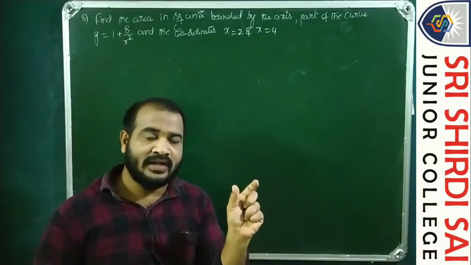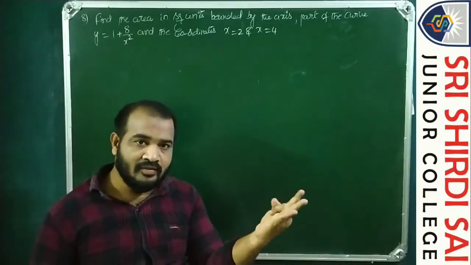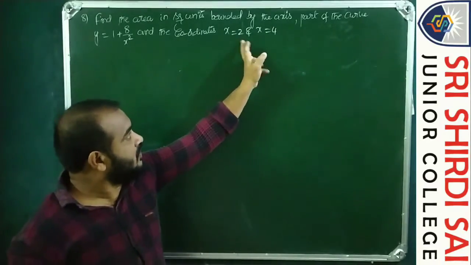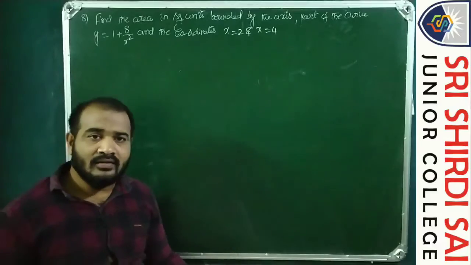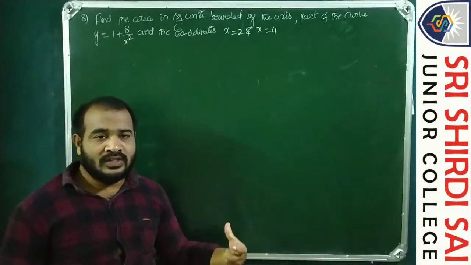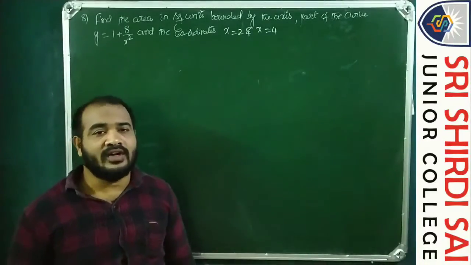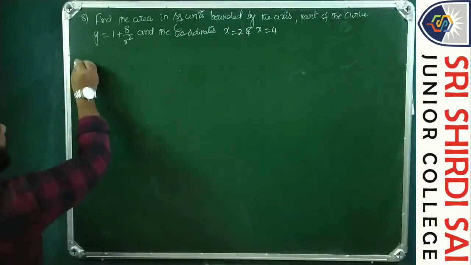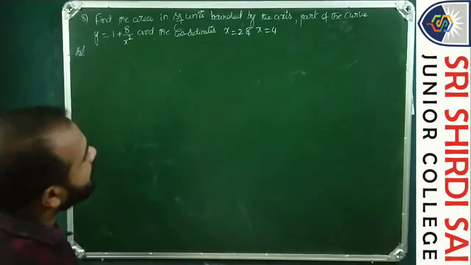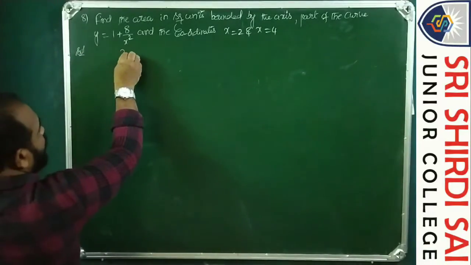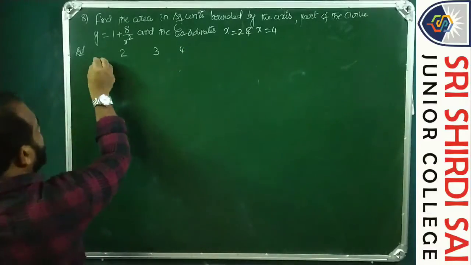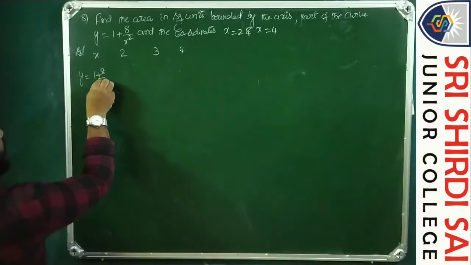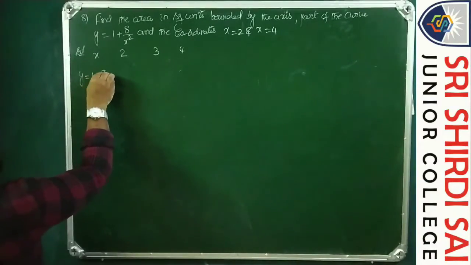So 1 unit on the x-axis will take 2, 3, 4. Based on 2, 3, 4, let us substitute these values in y, then we will get y also. So based on this table, we will plot the diagram to know the behavior of the curve. For x equals 2, 3, 4, y equals 1 plus 8 by x square.